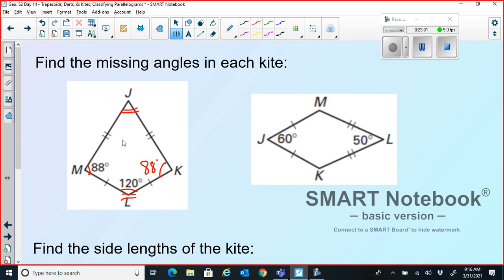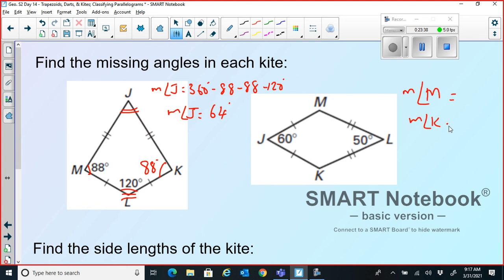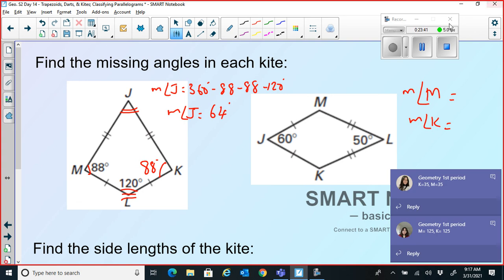And the sum of angles in a quadrilateral is 360. I can find the missing angle J: it is going to be 360 minus 88 minus 88 minus 120. If I do this, I'll get the missing angle J, which is 64 degrees. Measure of angle J is 64 degrees. Okay, same way I want you all to tell me the measure of angle M and measure of angle K via chat. Real quick. We'll give you 30 seconds here once again.